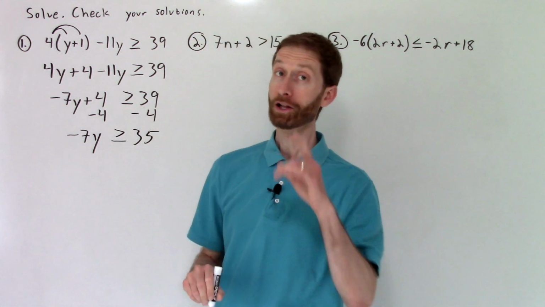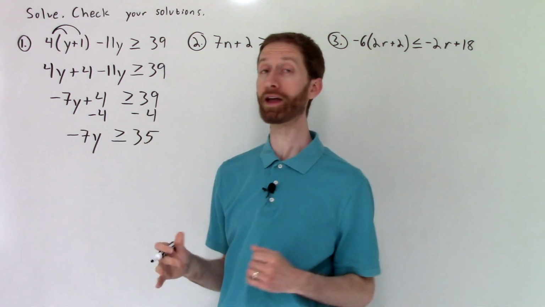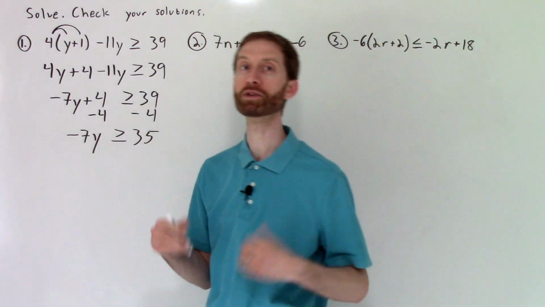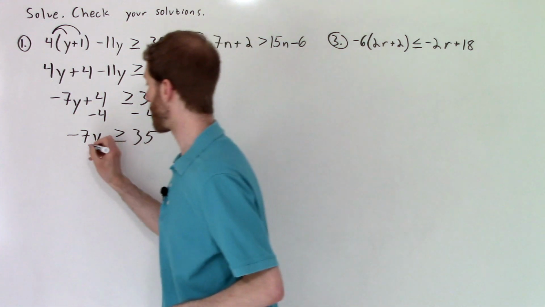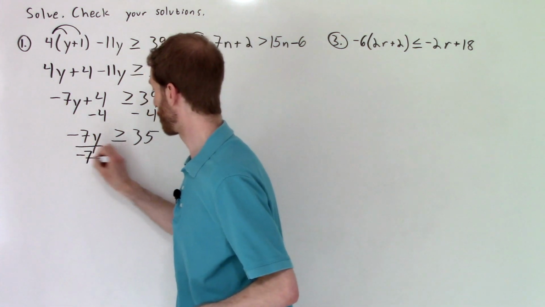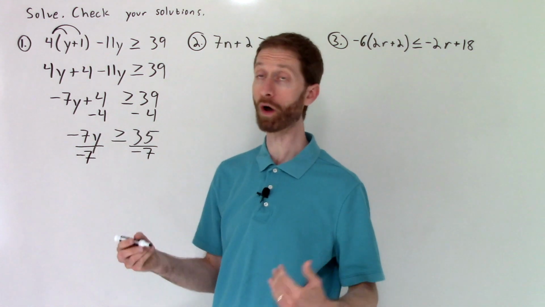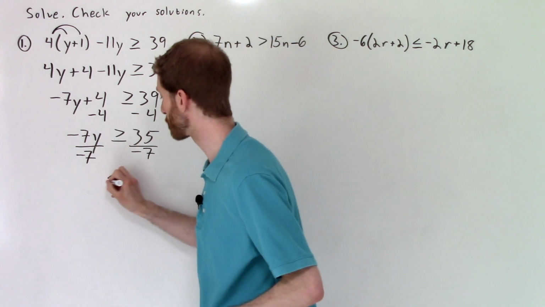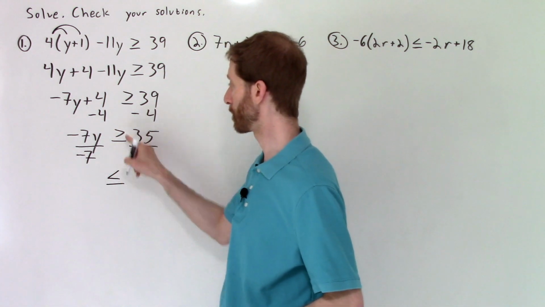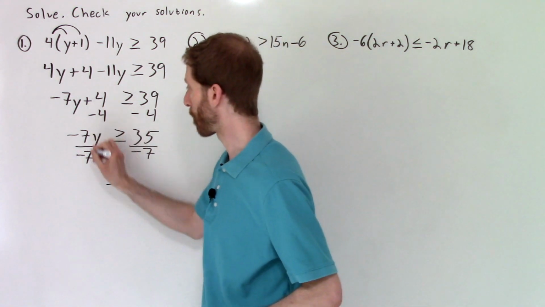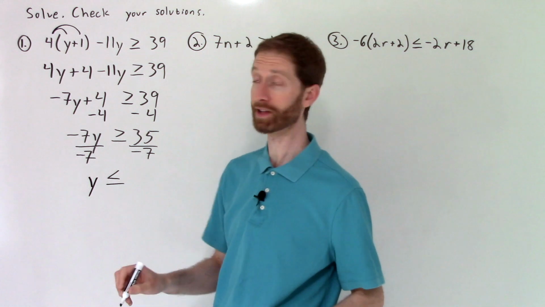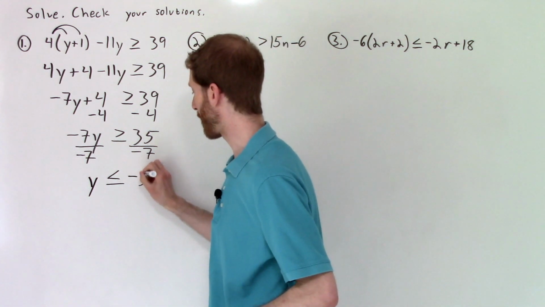And finally, look out, there should be an alarm going off in your head. You've got a negative number times a variable. We're going to divide both sides by a negative 7. So even before I simplify, I recognize I've divided both sides of the inequality by a negative, therefore the inequality sign switches to less than or equal to from greater than or equal to. I've got the y's, or the y is now isolated. It's less than or equal to negative 5.